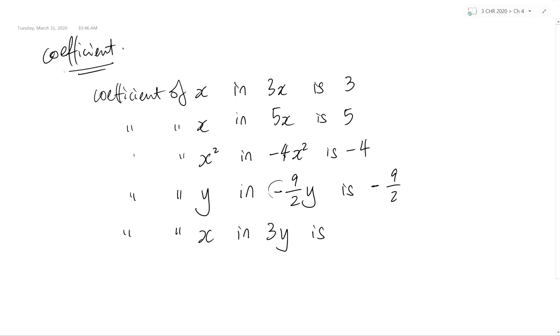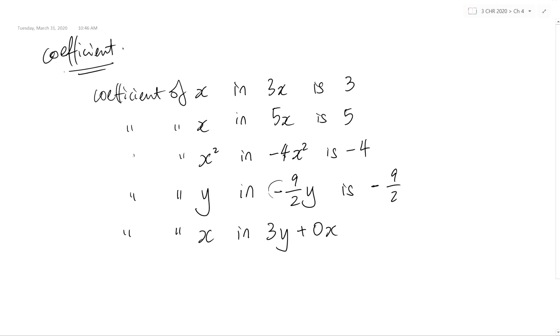Positive 3? Look closely. This is 3y. Is there an x? No. There's no x, right? So what is the coefficient of x? 0. How do we convince ourselves it is 0? Now this 3y is the same as 3y plus 0x, right? 3y plus 0x is still 3y, isn't it?